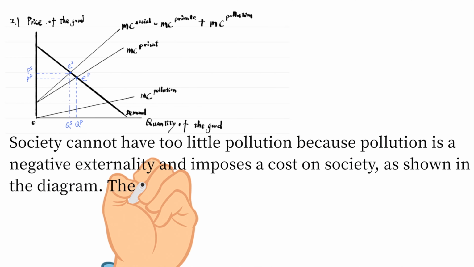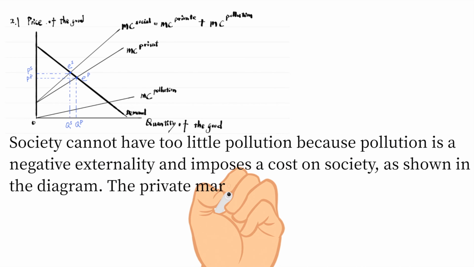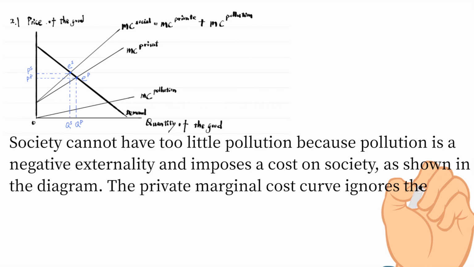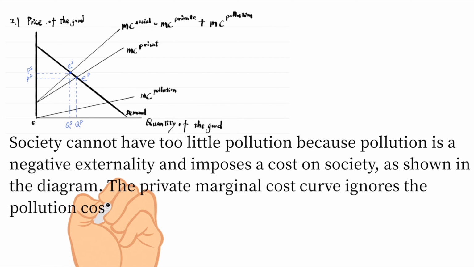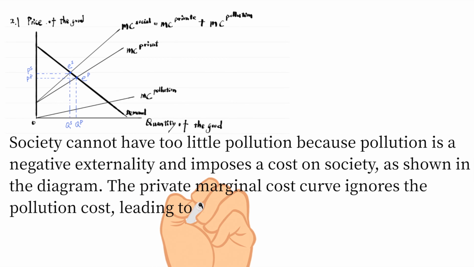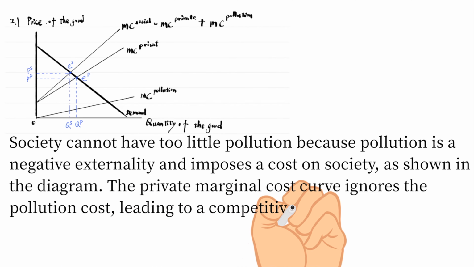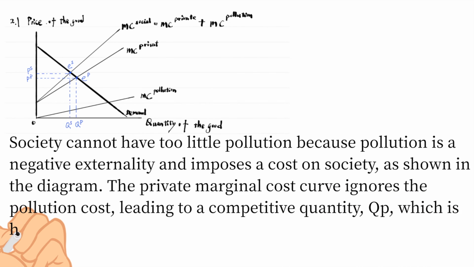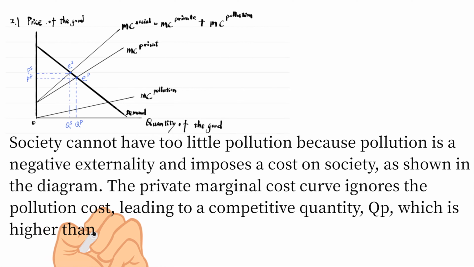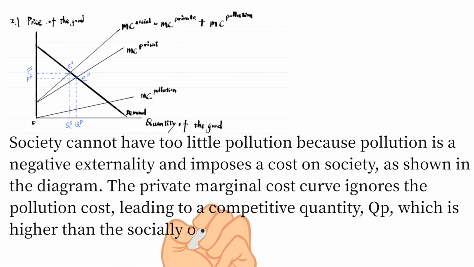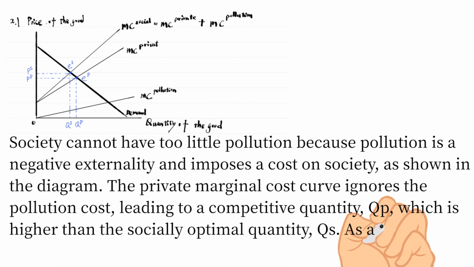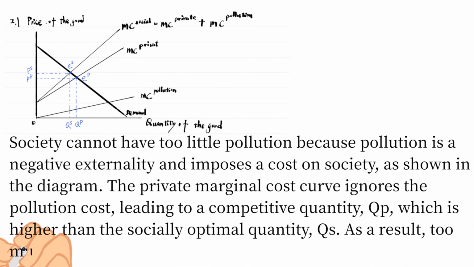The private marginal cost curve ignores the pollution cost, leading to a competitive quantity QP, which is higher than the socially optimal quantity QS. As a result, too much pollution is produced.